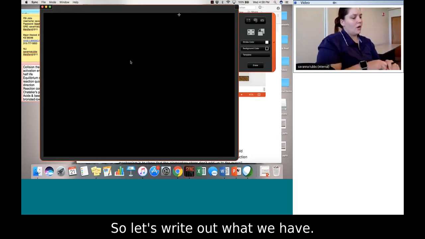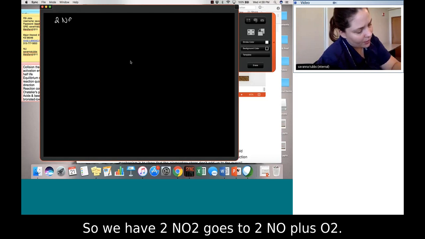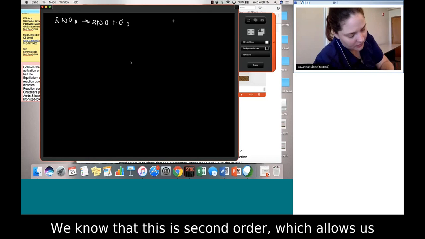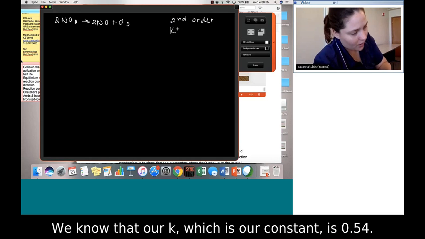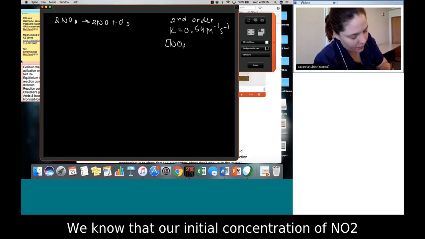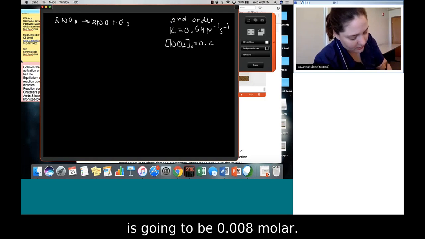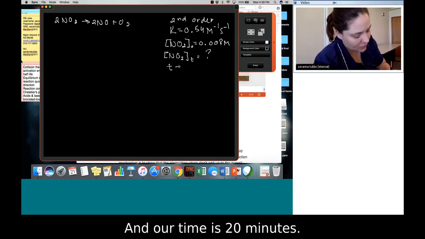All right, so let's write out what we have. So we have 2NO2 goes to 2NO plus O2. We know that this is second order, which allows us to know which equation to use. We know that our k, which is our constant, is 0.54. We know that our initial concentration of NO2 is going to be 0.008 molar. We're looking for our final concentration, and our time is 20 minutes.